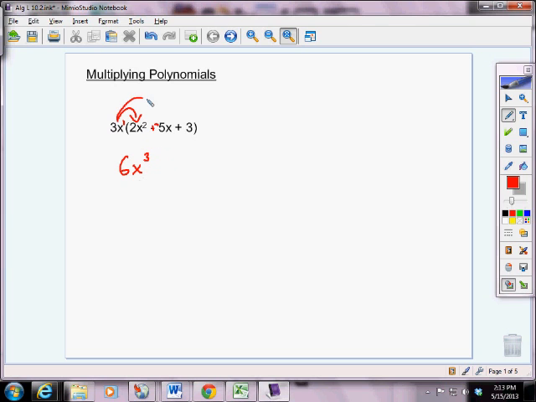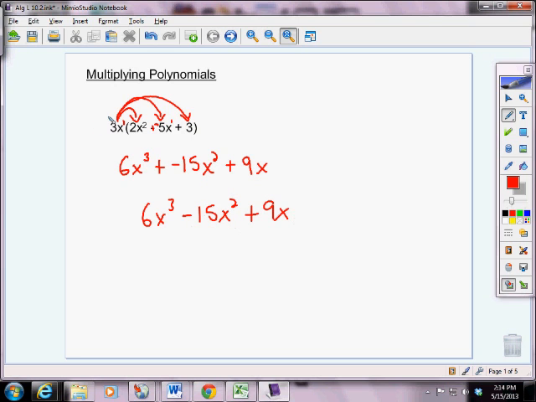Then we can go 3x times a negative 5x. 3 times a negative 5 is a negative 15, x times x, two bases, add their exponents, x squared, plus 3x times 3, 3 times 3 is 9x. So this becomes 6x to the third plus a negative 15x squared plus 9x. And again, instead of saying plus a negative 15, we could just say minus 15x squared.